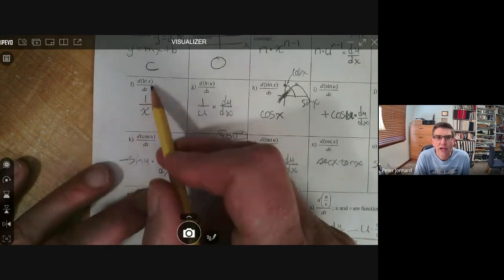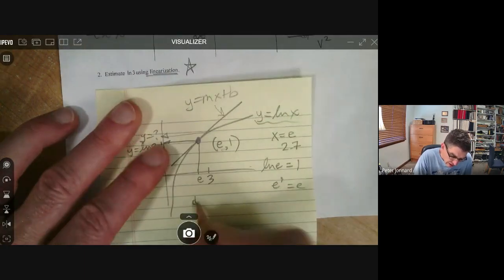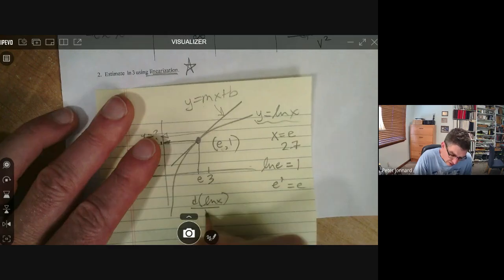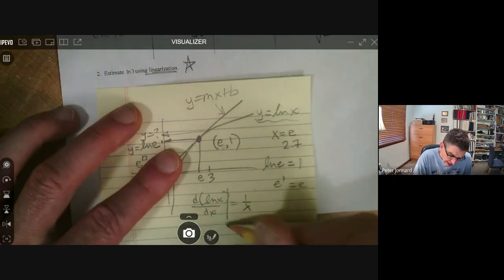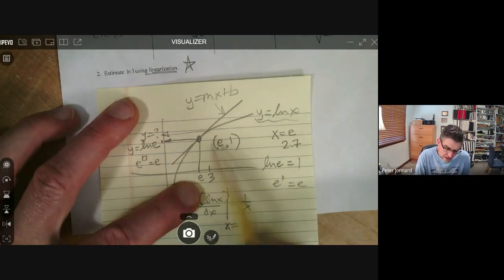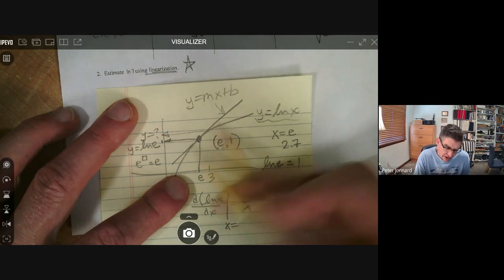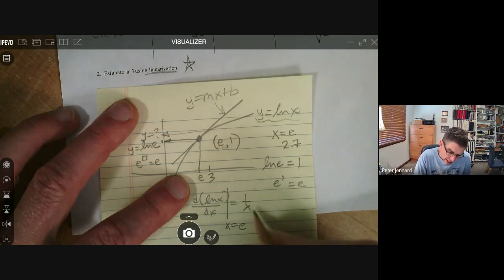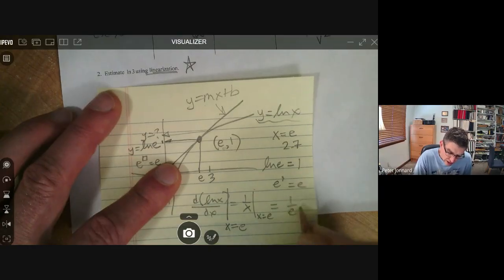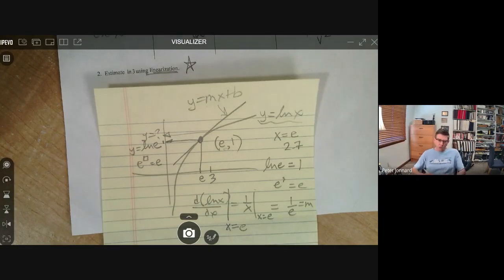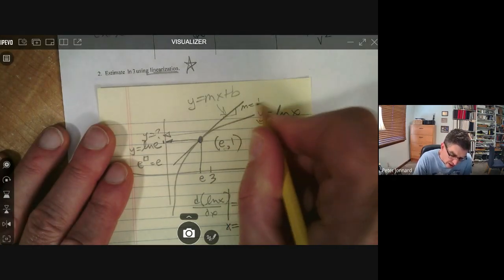The derivative of the natural log would tell us the slope is just 1 over x. So the derivative of the natural log of x with respect to x is just 1 over x. If we want to evaluate this at x equals 3, the derivative is 1/3, but we're interested in this nearby point at which we're going to draw this tangent line. So if we evaluate this at x equals e, we end up with 1 over e, which is equal to the slope m. So the slope of this line, m, is 1 over e.